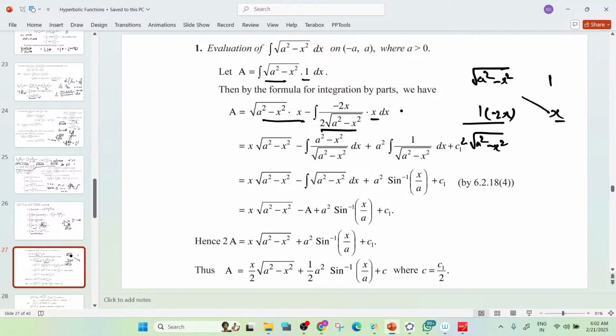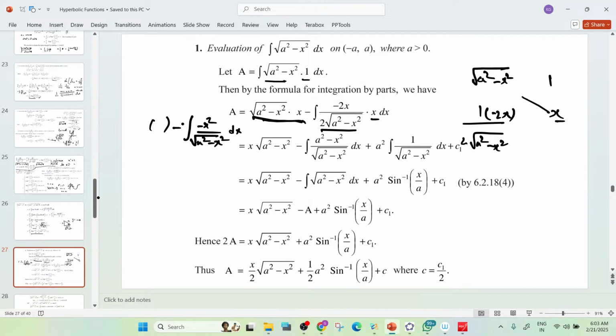Integration of this. This 2 and this 2 will get cancelled. We are getting x square by under root a square minus x square. This minus and minus will become plus, basically plus integral of x square by under root a square minus x square dx. Or let it be minus and minus only. This integral minus x square by under root a square minus x square.